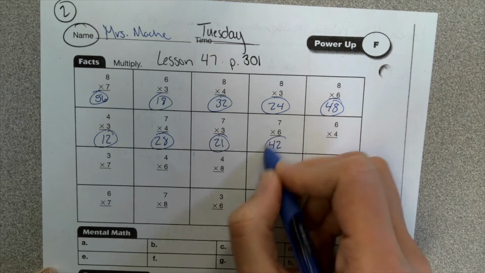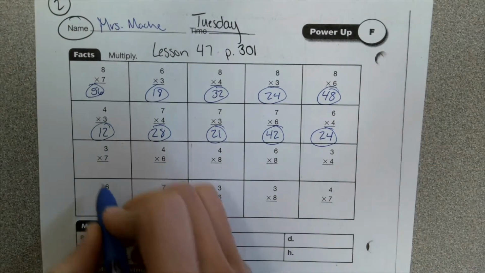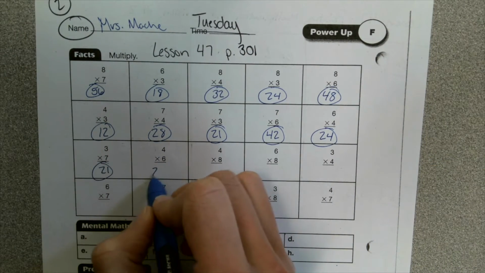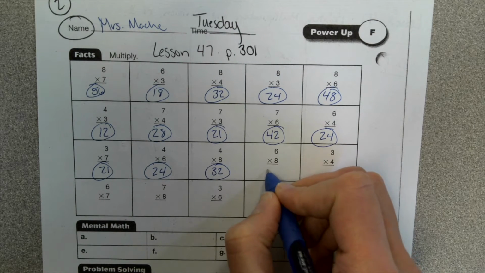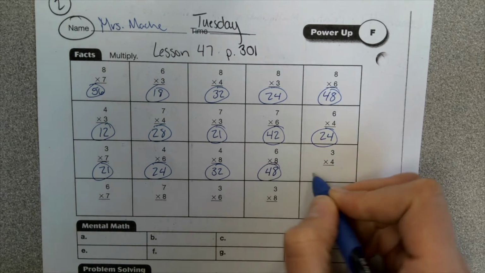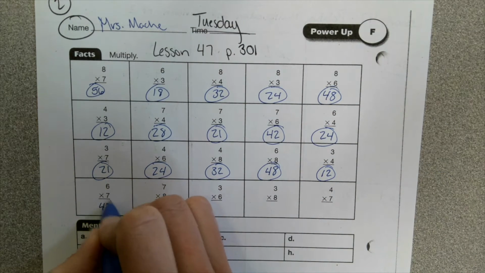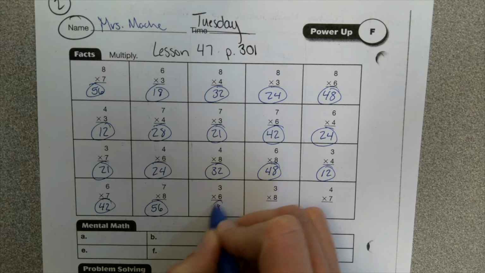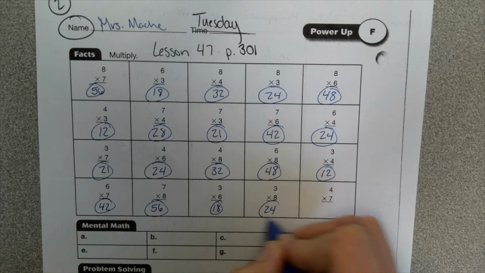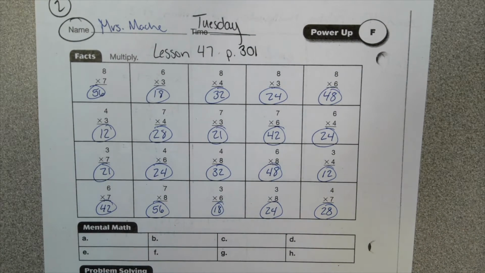7 times 6 is 42. 6 times 4 is 24. 3 times 7 is 21. 4 times 6 is 24. 8 times 4 is 32. 6 times 8 is 48. 3 times 4 is 12. 6 times 7 is 42. 7 times 8 is 56. 6 times 3 is 18. 3 times 8 is 24. 4 times 7 is 28.